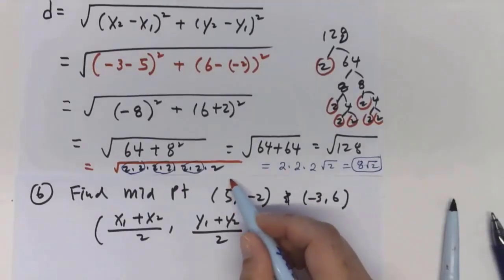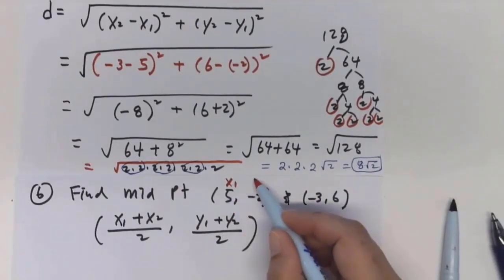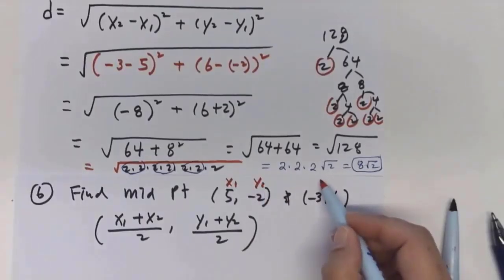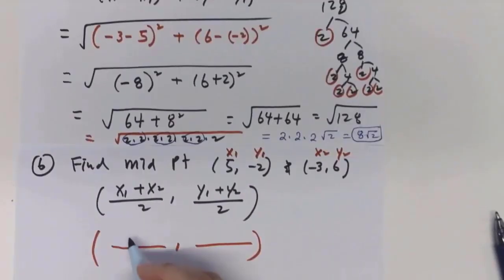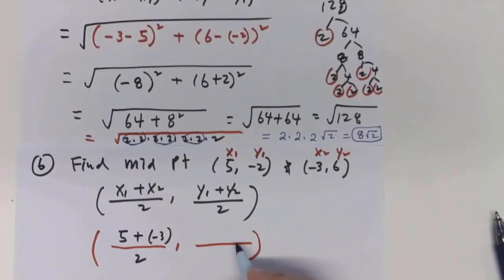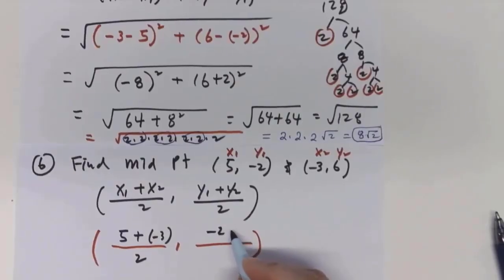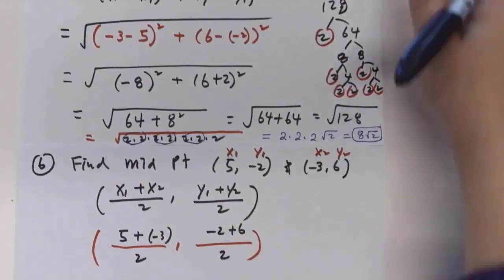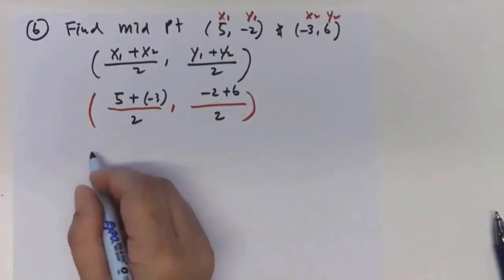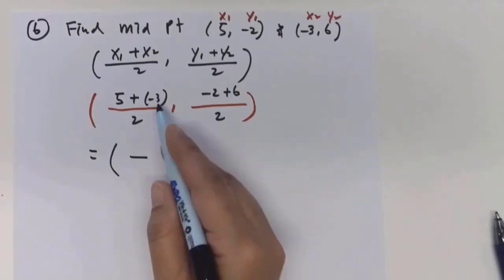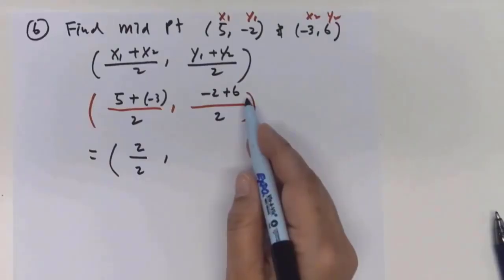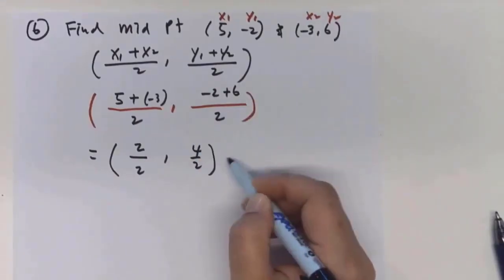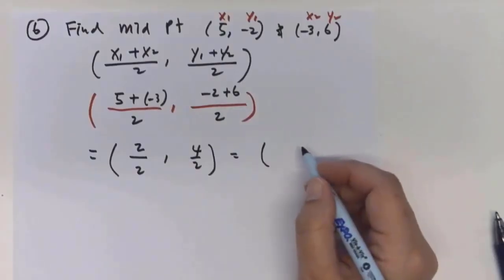This 5 is your x1, y1 is -2, x2 is -3 and y2 is 6. Okay, so help me plug it in. That was 5 plus -3 over 2, and then -2 plus 6 over 2. All right, so what do I get on top of the first point? 2. Yeah, 5 minus 3 is 2 over 2 here. And then the second part, 4 over 2. So after you simplify, we're going to get 1 and 2.